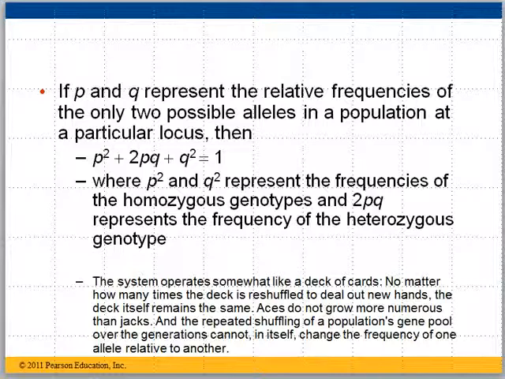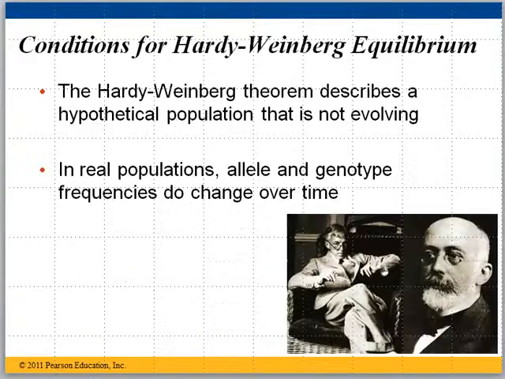Again, recall that I said this Hardy-Weinberg theorem describes a hypothetical population that is not evolving, and you're rarely going to actually see that in nature. In real populations, allele and genotype frequencies do change over time, so we have to ask why, or what's causing that.